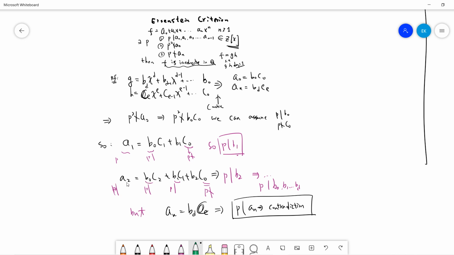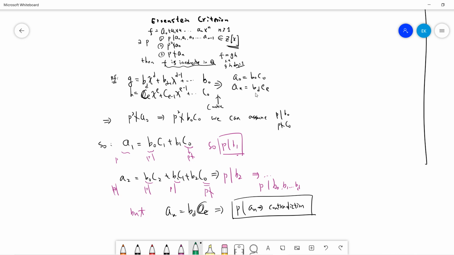And how about a2? a2 is b0 c2 plus b1 c1 plus b2 c0. For the same reason, the first two terms are multiples of p, since p divides b0 and b1, and p divides a2 by our assumption. c0 is still not divisible by p, so combining these, we know that p divides b2. So keep going, and we know that p divides b0, b1, up to bd.